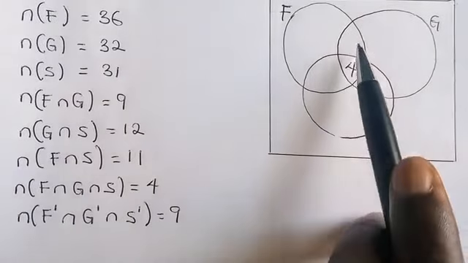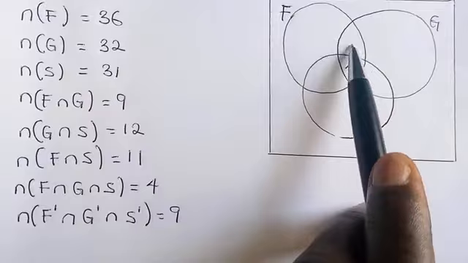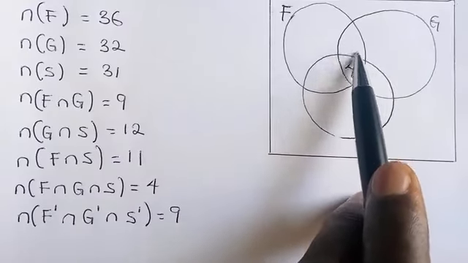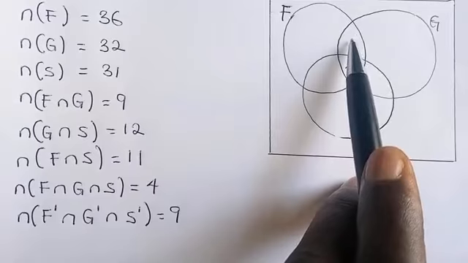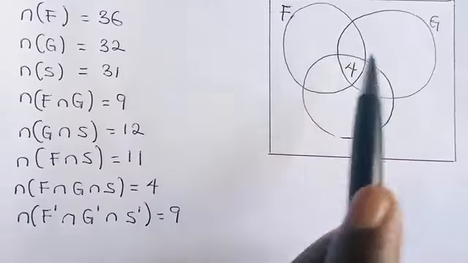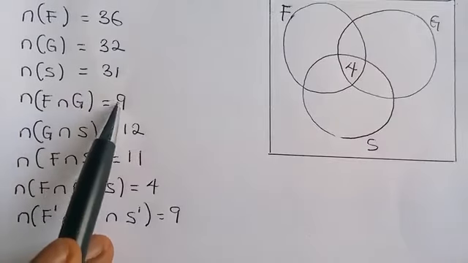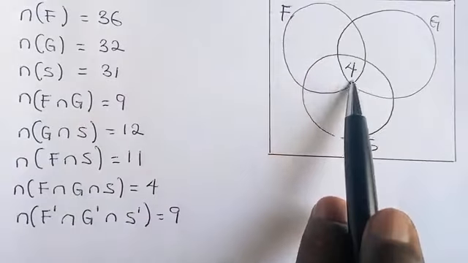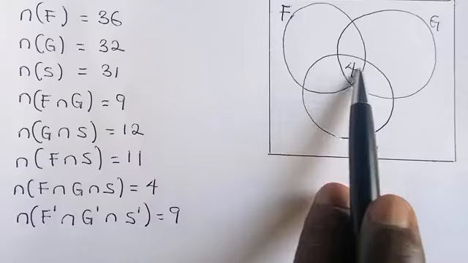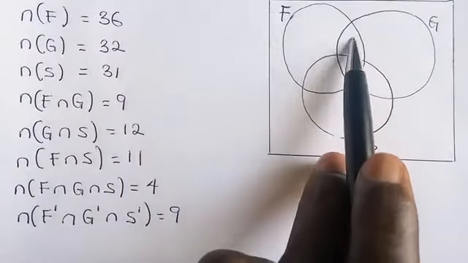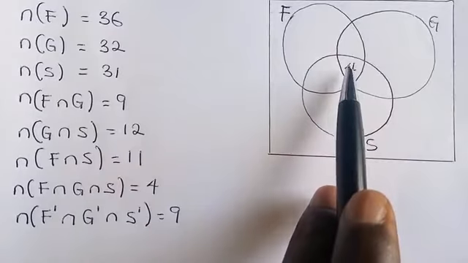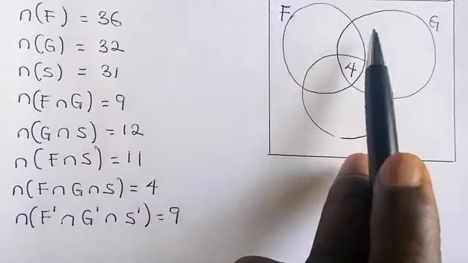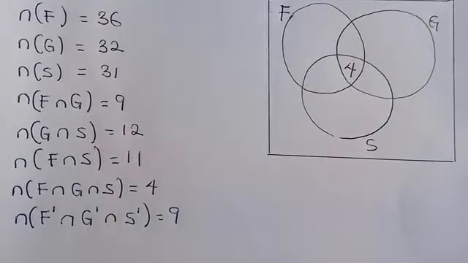When you look at this place, this is the intersection between French and German but not Spanish. This place here, that is French and German only. But we are told that French and German here is equal to 9. So we have to remove this 4, because if you look at the point of intersection between French and German here, 4 is already inside. So if we write 9 here, it will be a big error. So we have to subtract this 4 from 9 so that we'll know those that offer French and German only, but not Spanish.